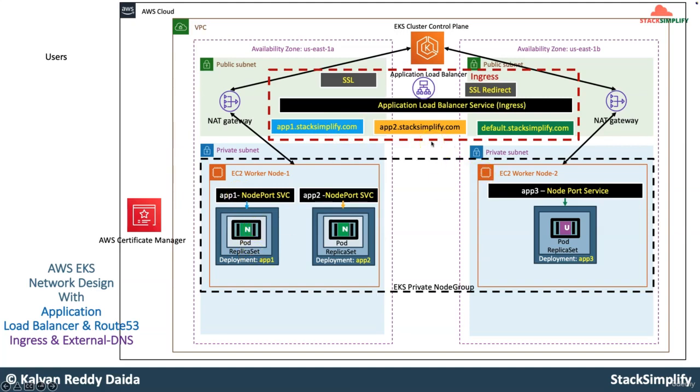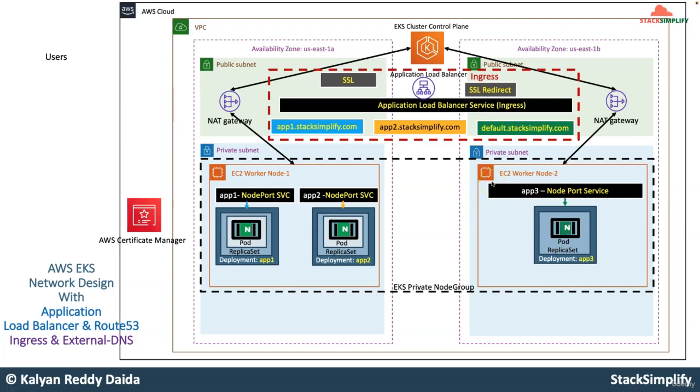And when the host equals app2.stacksimplify.com, go to the app2 node port service, and from there it will go to the equivalent app2 pod. And for default.stacksimplify.com, this is not a rule, so we directly define it related to the default backend with the external DNS related annotation. Anything you access with default.stacksimplify.com will go to the app3 node port service, and from there it will go to the app3 deployment related pod.